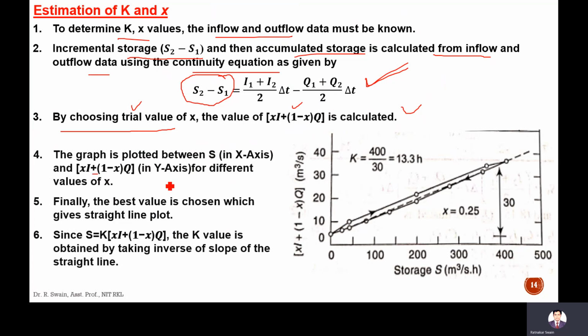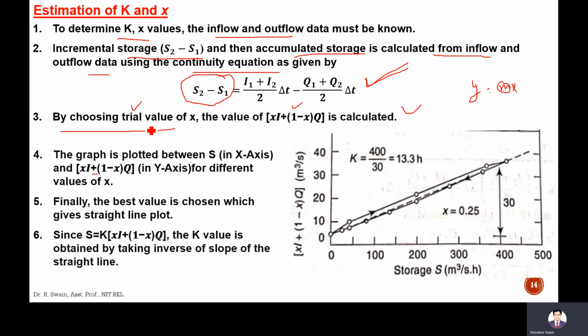If it is in the x-axis, the y-axis is for different values of x. It is in the form y equals mx plus c, where m is the slope. So finally, the best value is chosen, which gives a straight line plot.